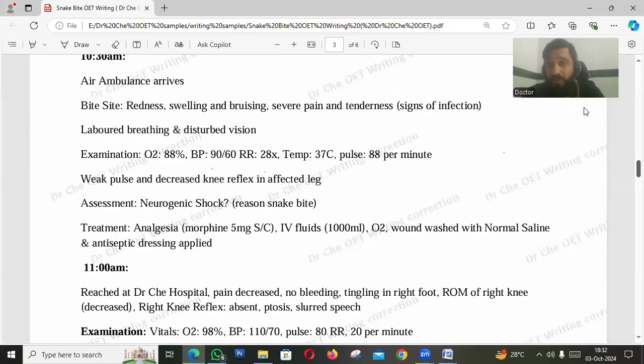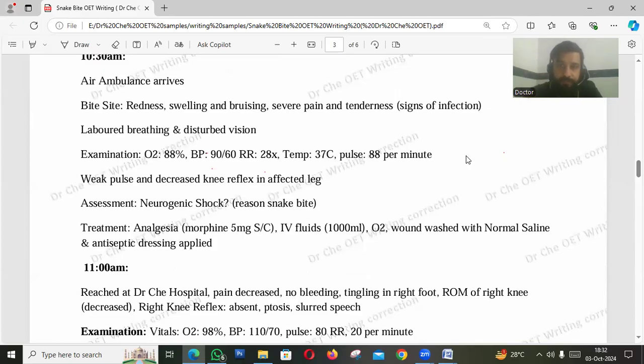So my question is how you will organize your paragraphs? How many paragraphs you will write in your letter? Purpose and initial paragraph, second paragraph for discharge plan paragraph.